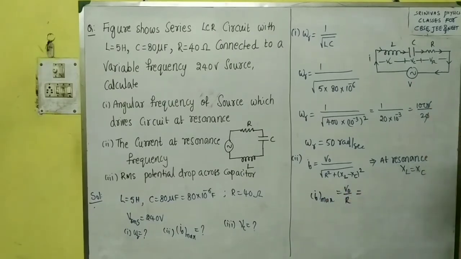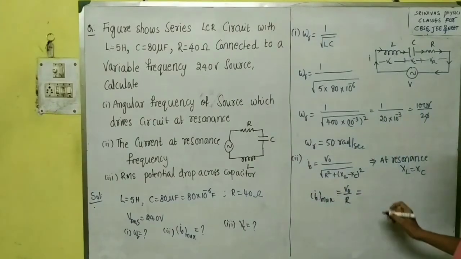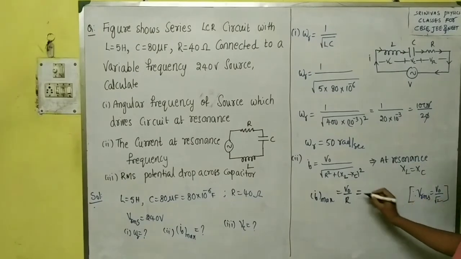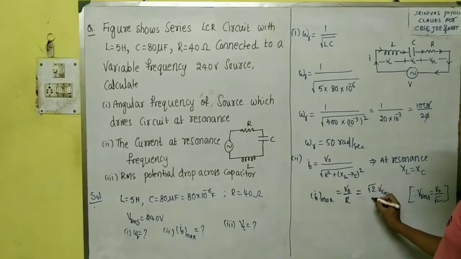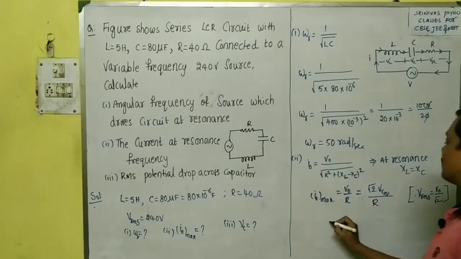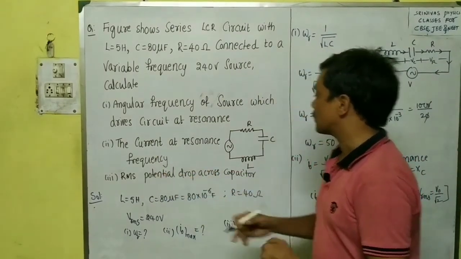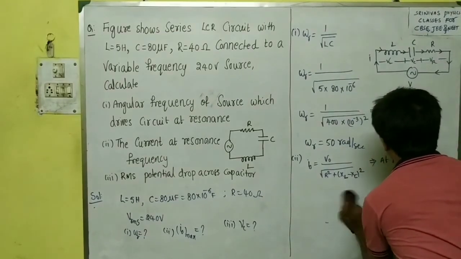What is the peak value of voltage? We know the RMS voltage, and the formula is VRMS equal to V naught by root 2. So V naught is equal to root 2 VRMS. This root 2 is only for the peak value; for VRMS, root 2 is not there. Now substitute the values. They are asking the current at resonance, so we can find the RMS current, which is very easy.